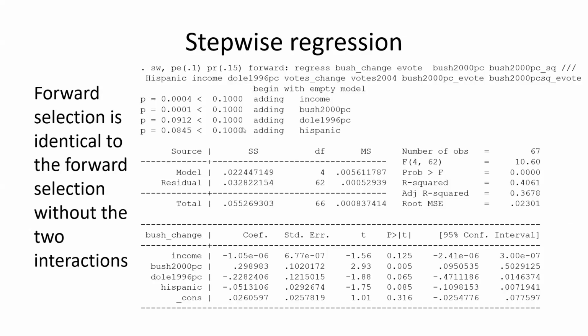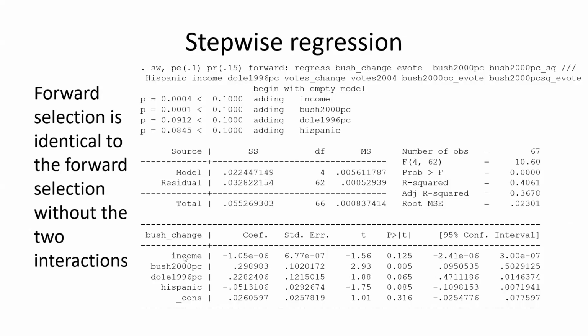And it so happens that I never ever remove any variable, otherwise it would show here. And that means that the stepwise regression is identical to the forward regression. That is often the case, but not always.